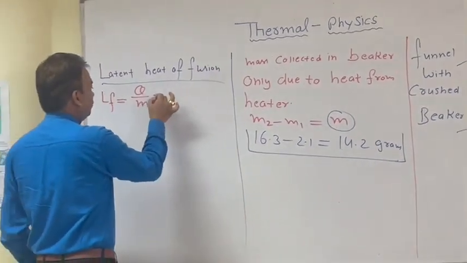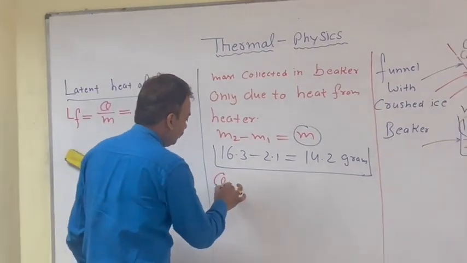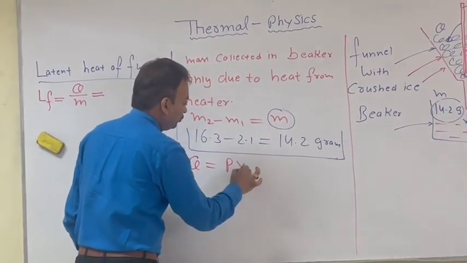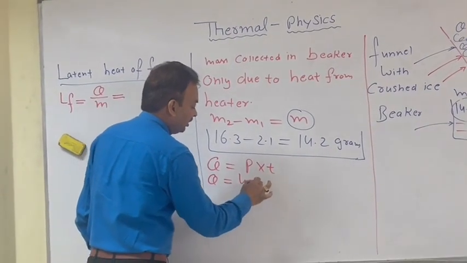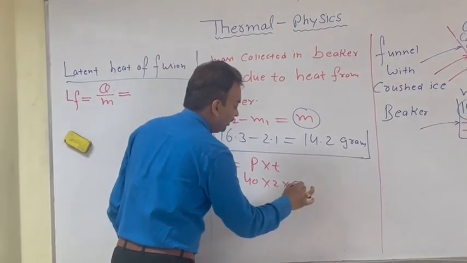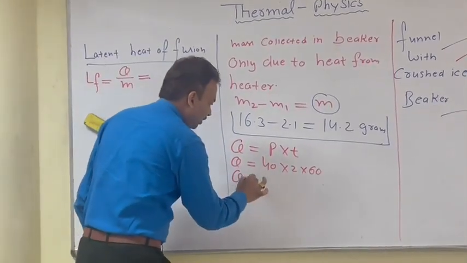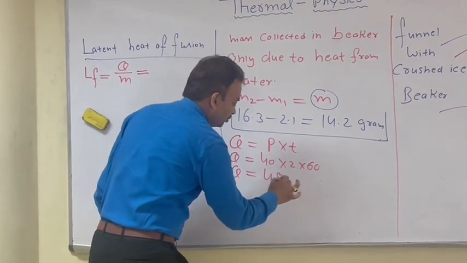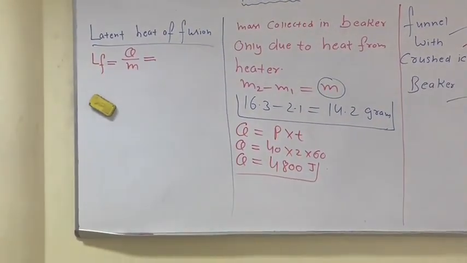So how can we find out Q, right? Q we can find out as power into time, right? So Q is equal to power, 40 watt, and time, 2 minutes multiplied by 60 so that we can take the SI units. So Q will be equal to 4800, and this is in joule, 4800 joule, right?